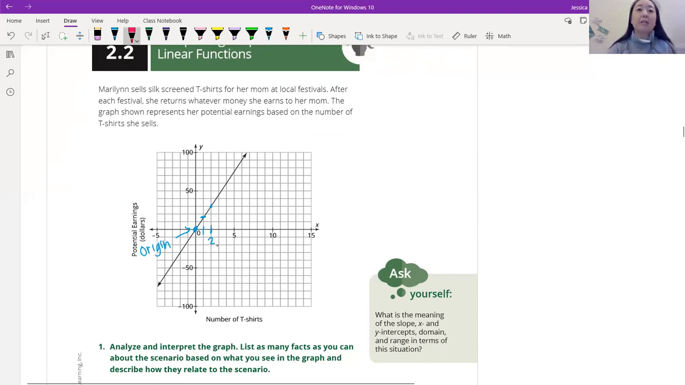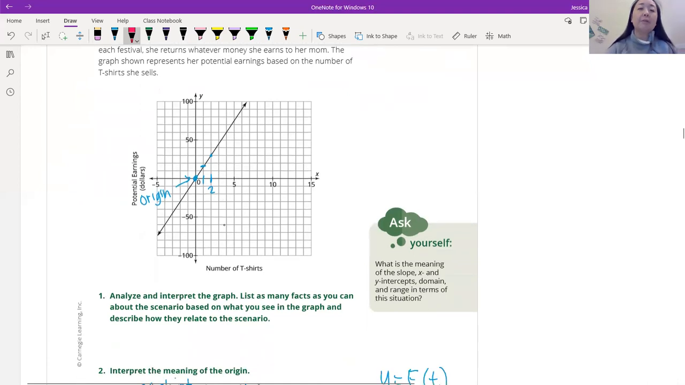And so if you look right here, a couple of different things. If we see the origin right here, what does this origin mean? Origin is just the 0, 0. So it just means that if you sell no t-shirts, we're making no money, right? That's just the way it goes, right?